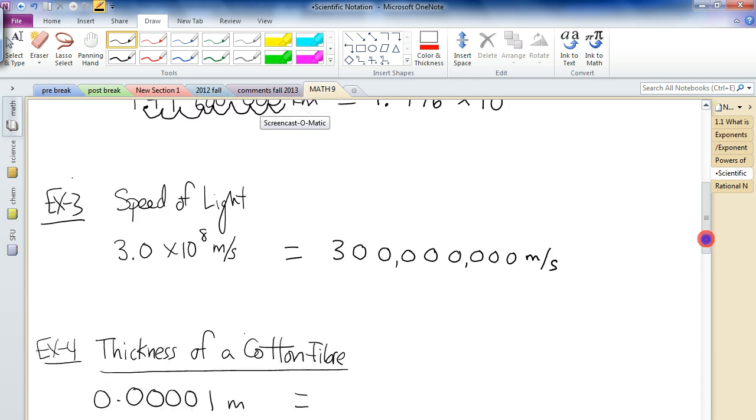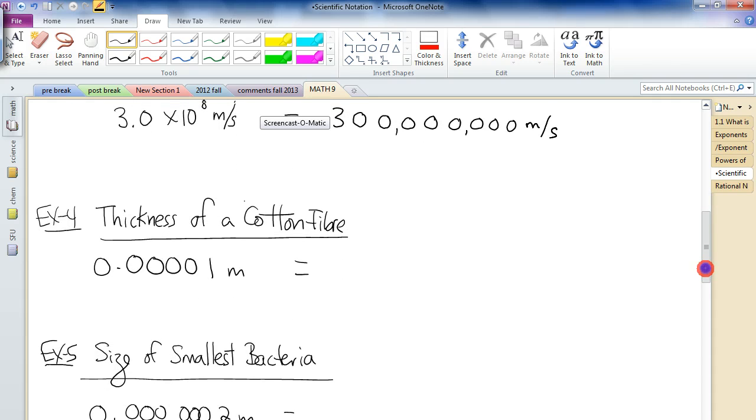Those are for big numbers. But in science and life, you come across really, really small numbers, like the thickness of a cotton fiber. Here's a super small number. And the rule here is the same as above. You want to turn this number into something that's greater than or equal to 1, less than 10. The decimal's right there. How many spots are we going to need? 1, 2, 3, 4, 5.